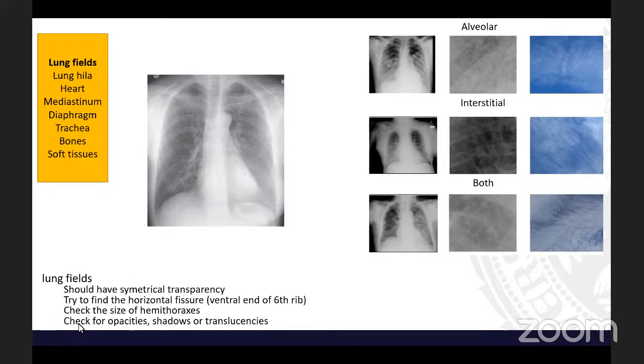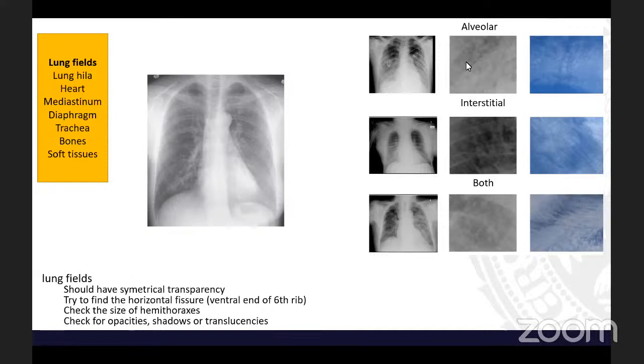Sizes, and then check for opacities, shadows, and translucency. This is actually the most important and most terrible thing to do on a chest X-ray. There can be a lot of shadows like diffuse shadows, or just lesions, tumors, and so on.